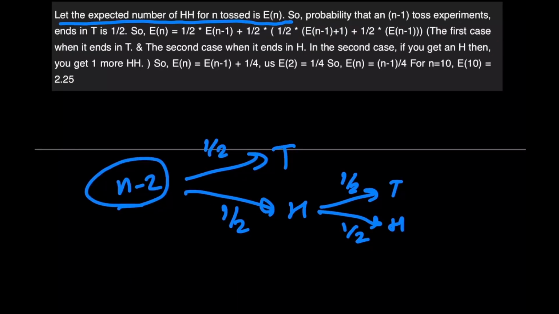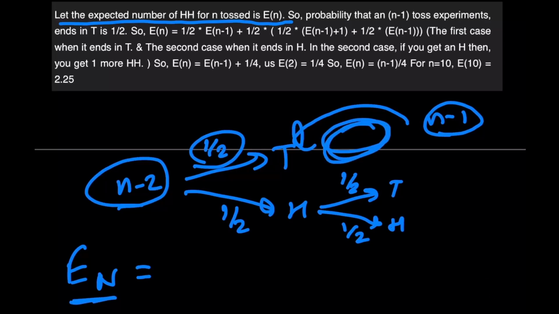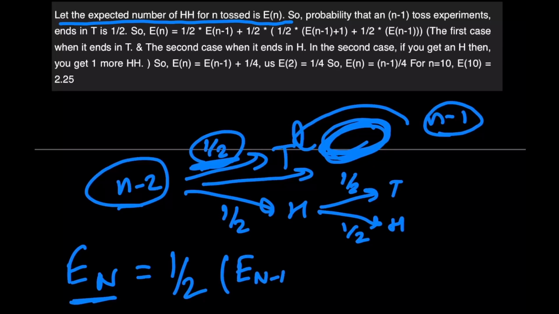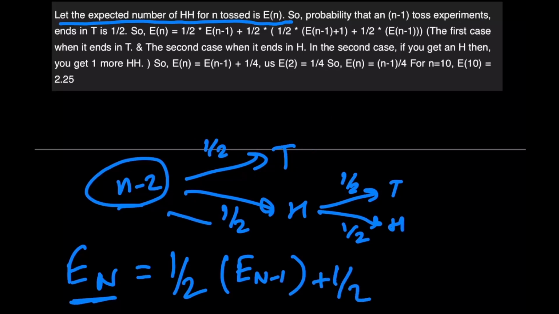So the way this solution looks at the problem is that to calculate E of n, we're saying that there's a 1 by 2 probability that the n minus 1 flips end in a tails. And in that case, E of n is just E of n minus 1, since there can't be any more additional double heads that we can get. So 1 by 2, denoting the probability of going over this branch, would be times E of n minus 1, as the E of n minus 1 is the number of double heads we are going to get in this case, plus the probability of going down the lower branch.